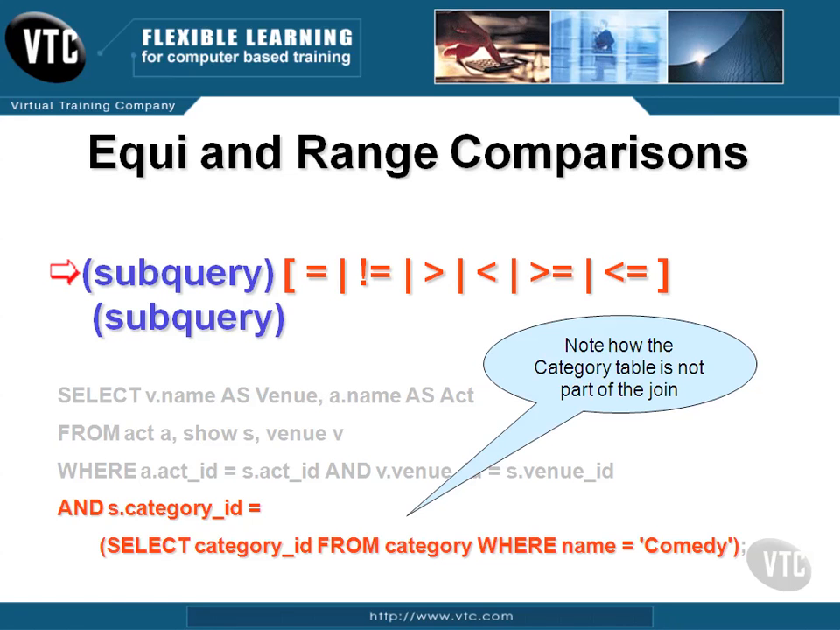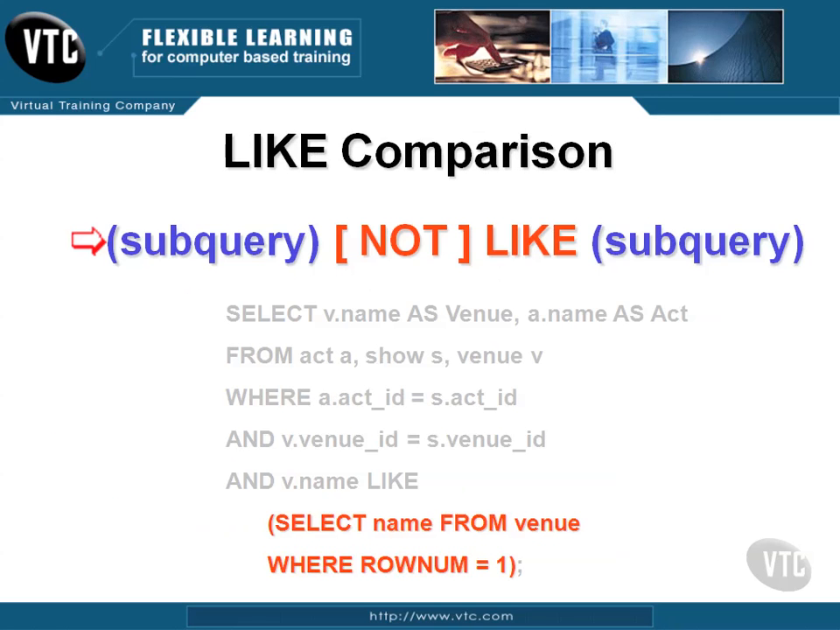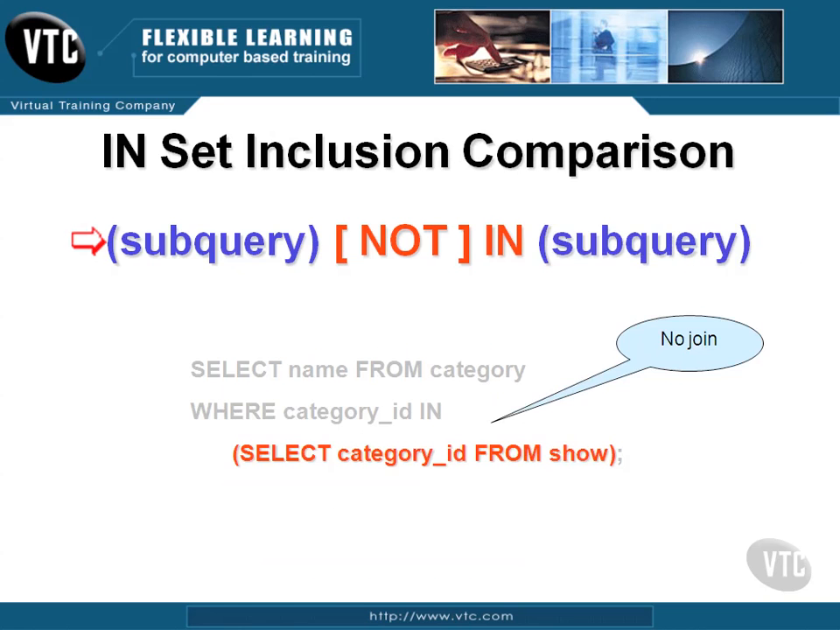In this case, note how the category table is not part of the join, meaning it says semi-join, where the join is actually contained within the subquery connection between the calling query and the subquery. A like comparison is much the same, where we're trying to compare between two subqueries based on a pattern.